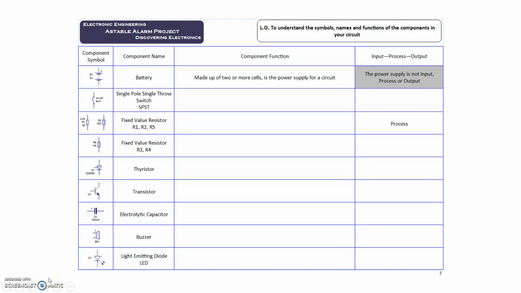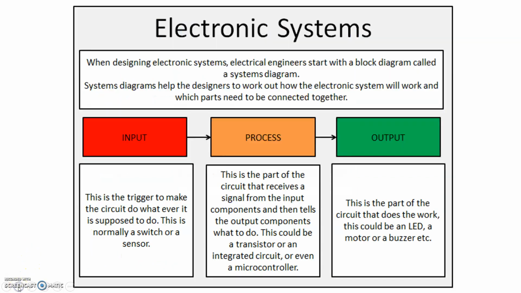So the first task in your homework booklet is to write down the functions of your components. You've got their symbols in the first column, their names in the second column, and in the third column you need to write down what all of the different functions of the components are. In the final column you need to see whether or not they're an input, a process, or an output.